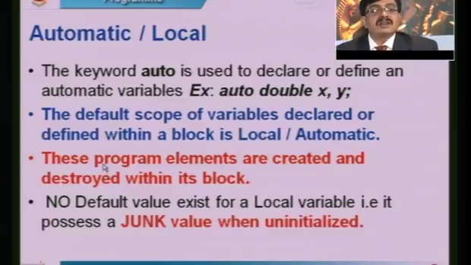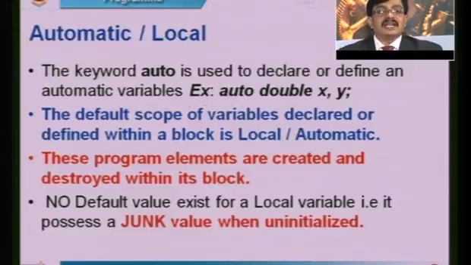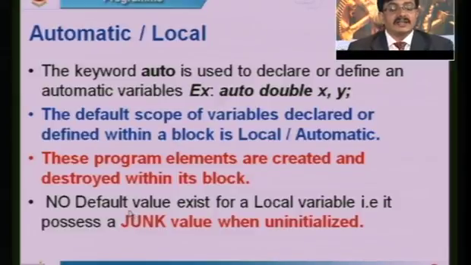Then these program elements are created and destroyed within their block, which means the lifetime of local variables will be present only within the block in which they are declared. In the example you will get to know what exactly the lifetime of a variable means. Now, no default value exists for a local variable, that is, it possesses a junk value when uninitialized. We have seen that even in the case of arrays and a normal declaration, if you are not initializing any value, the default value they possess is some junk or garbage data. These are the local variables.